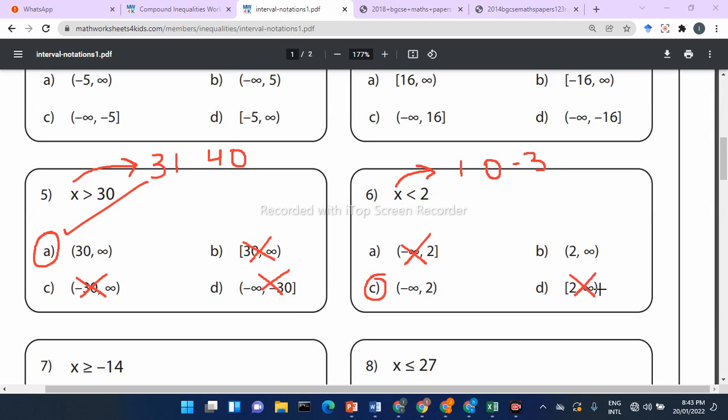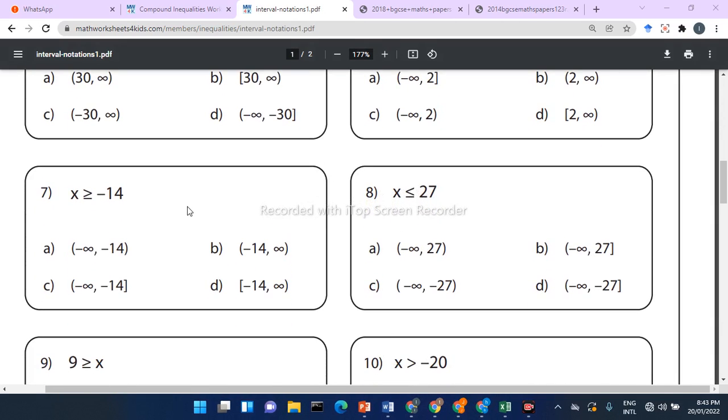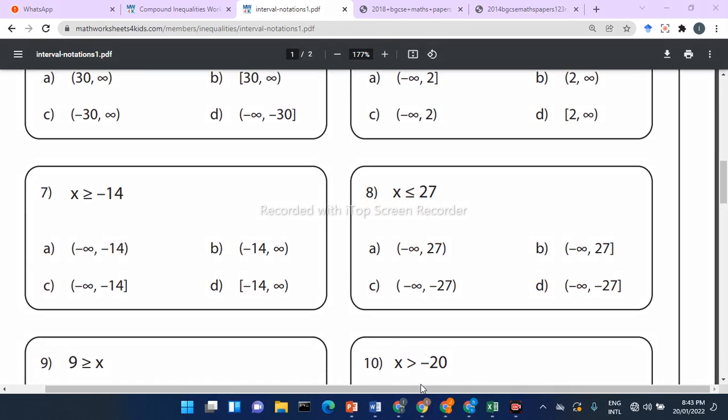Alright, next up we're going to do number 7. Number 7 tells us, let's use a different color, x is greater than or equal to negative 14. So here we're looking at numbers that are bigger than negative 14. So any number that's bigger than negative 14.